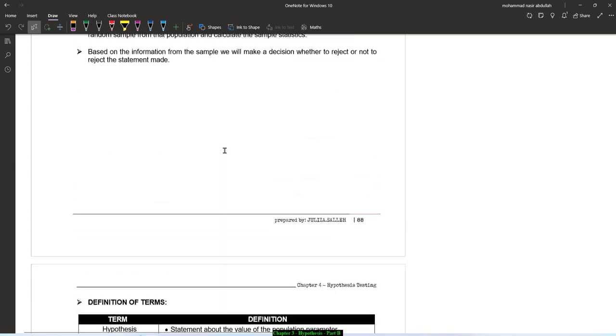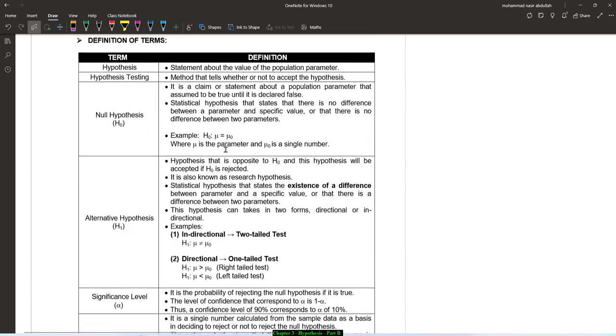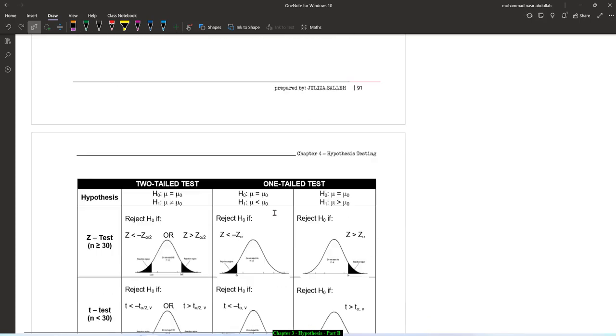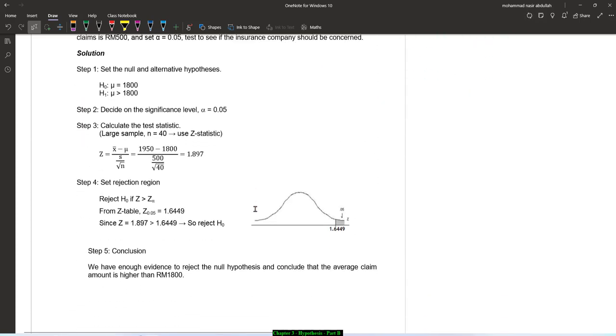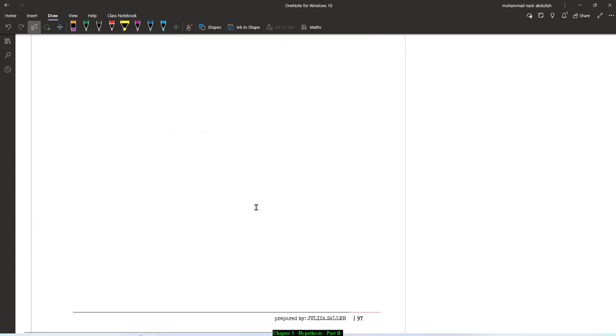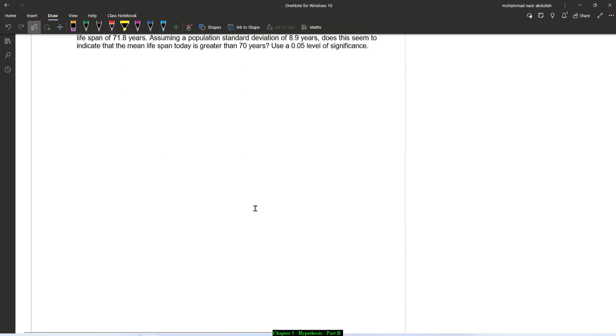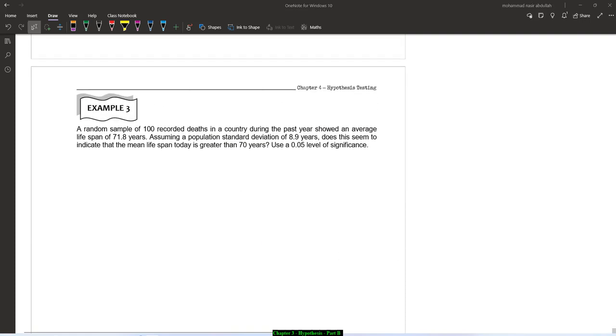I think we already discussed test statistics. So today we're going to continue. We stopped last class at example number 2, so today we continue with example number 3.